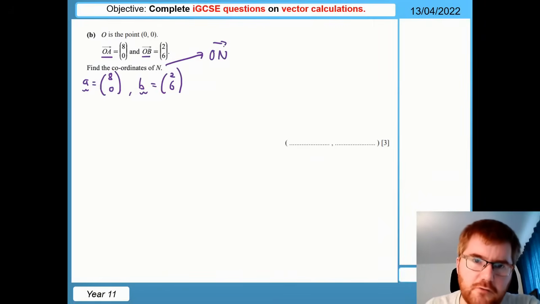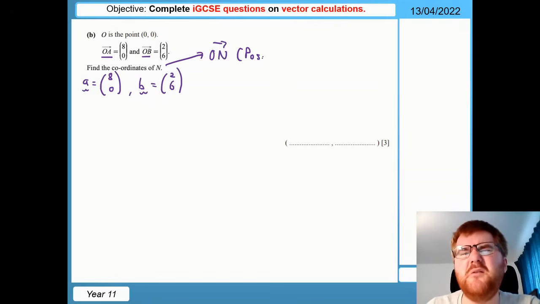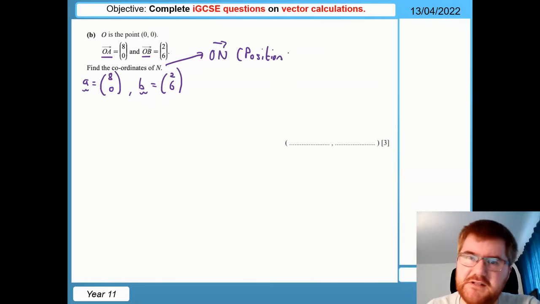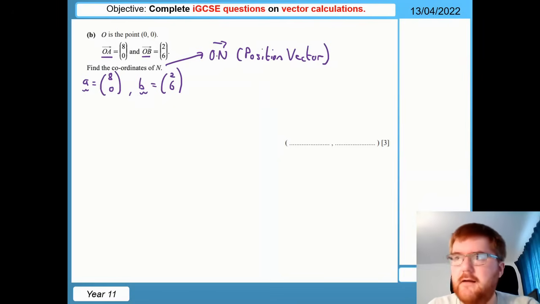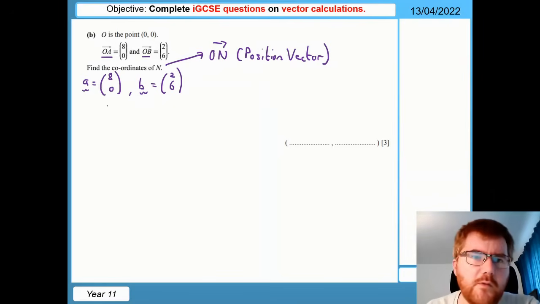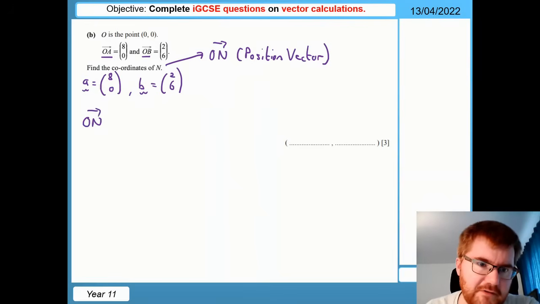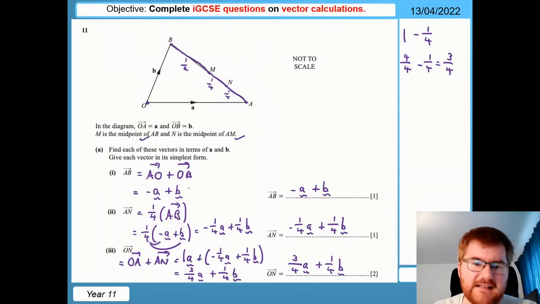Okay, that is a so-called position vector. I don't know whether we actually say that on the IGCSE course, but it's useful knowledge for later on anyway. So essentially, the coordinates of N is equal to the vector ON, and then we convert it into a coordinate. So we already know what the vector ON is from the previous question. Again, these paper 4s, they like to lead on.